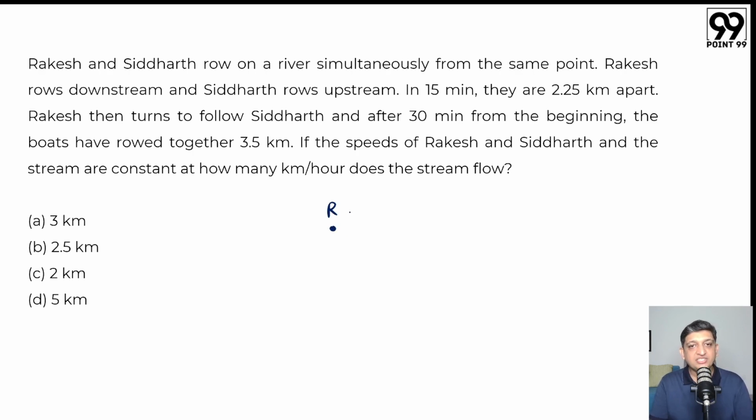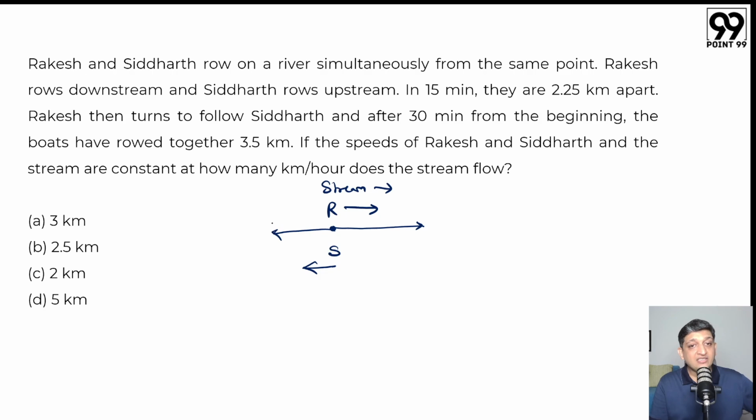Now Rakesh rows downstream. So we can also say that, let's say the stream is also flowing in the same direction as Rakesh. And Siddharth rows upstream. So Siddharth is present here. Siddharth is rowing upstream. In 15 minutes, they are 2.25 kilometers apart. Now think about this, it's very interesting. Now if Rakesh is traveling with the stream, Rakesh would have covered, let's say, this much of distance in 15 minutes. Siddharth would have traveled this much of distance in, say, 15 minutes.